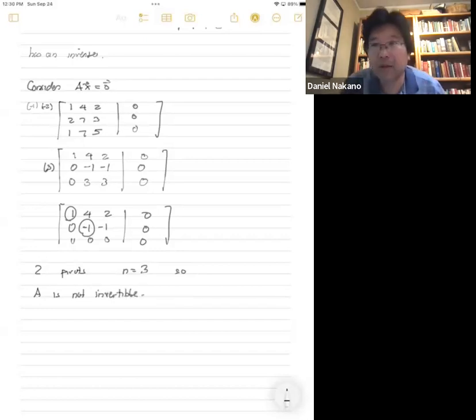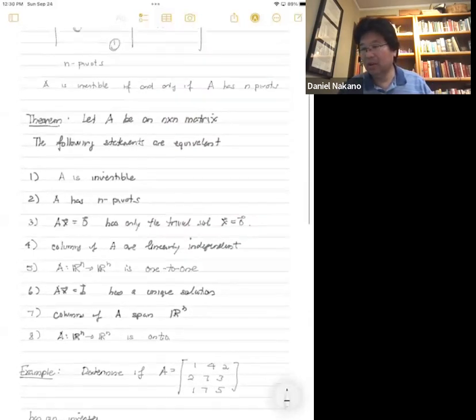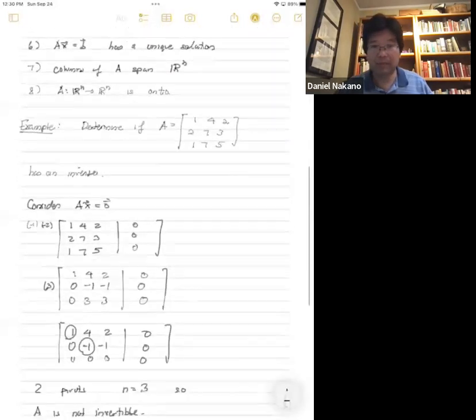Okay, so there are quick ways to check whether things are invertible or not. You don't necessarily have to find the inverse. All I ask is whether it is or it isn't. To find the inverse takes more work. So just to answer the question of invertibility, you can use one of these 8 statements up here.